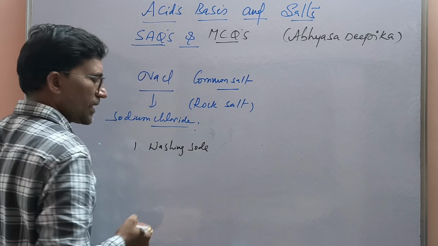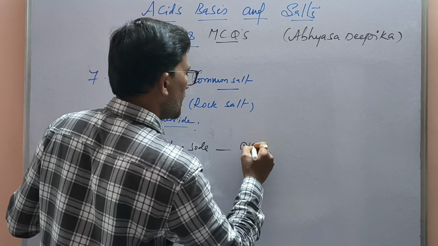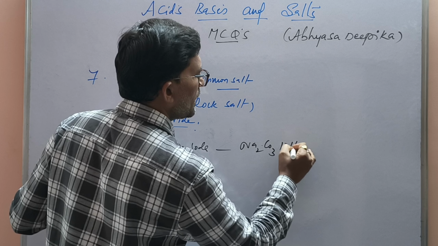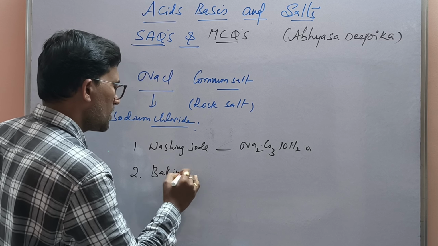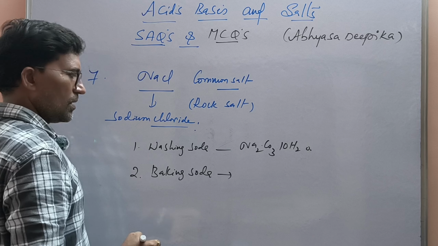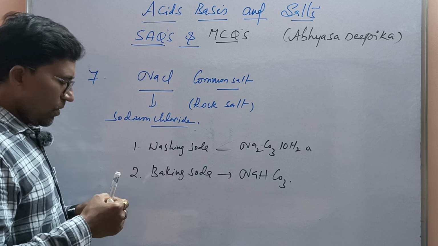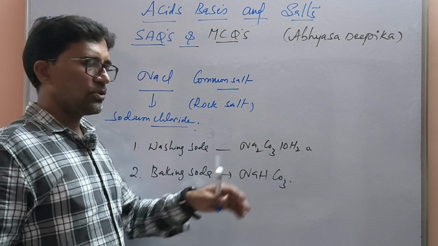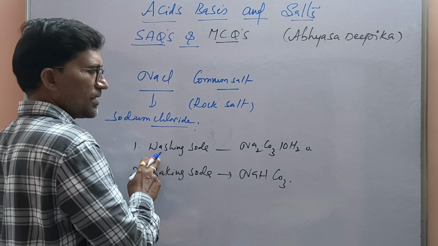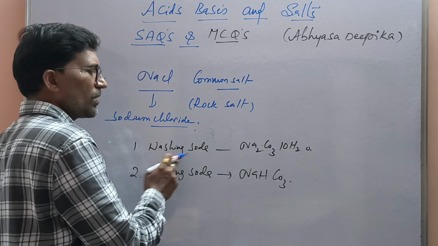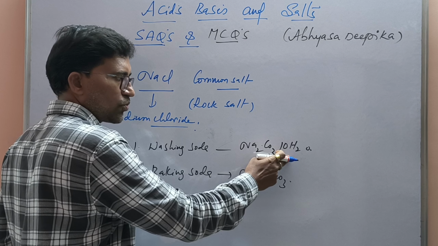The salts which are obtained from common salt are, one, washing soda, Na2CO3·10H2O. Next one is baking soda, NaHCO3. Washing soda's chemical formula is Na2CO3·10H2O. It is commonly called washing soda, which is sodium carbonate. 10 molecules of H2O means decahydrate.